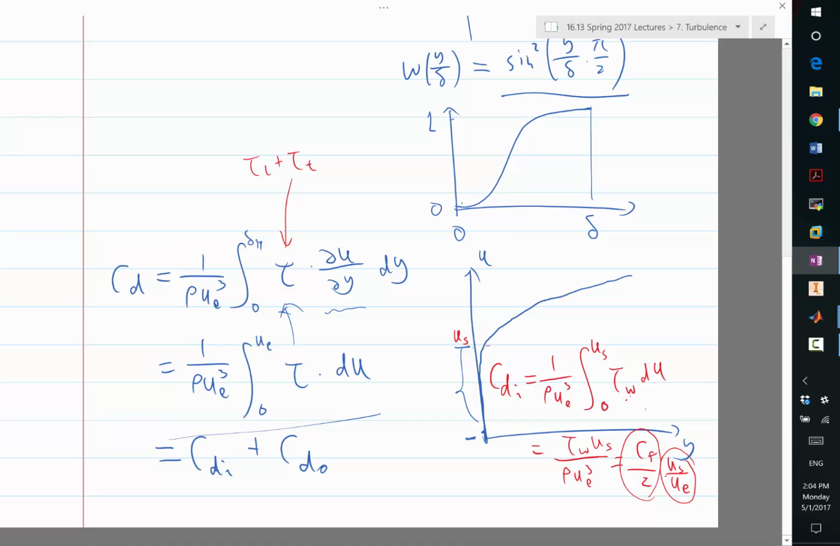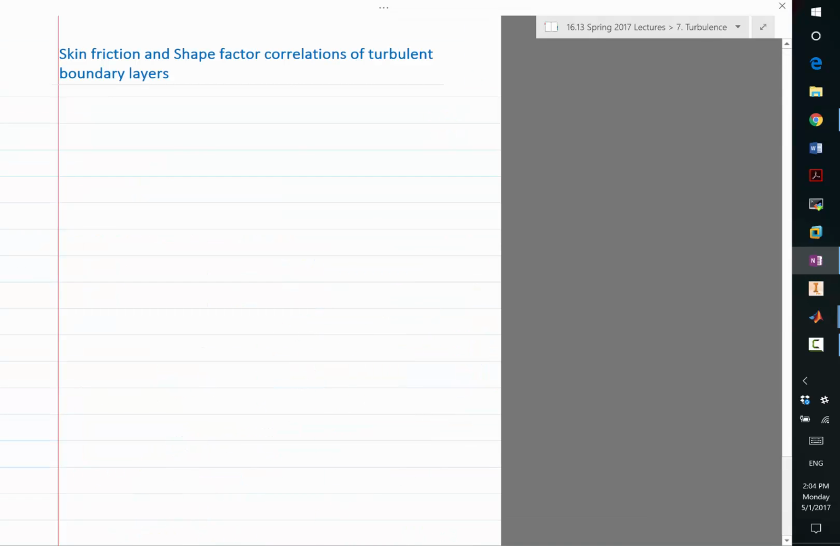So tau L is equal to mu times partial U partial Y, and the tau turbulent is actually minus U prime V prime bar. I forgot about the turbulent. Oh, okay, right. So the tau here includes everything, right? So the inner layer tau is constant, and you can compute CD that way.